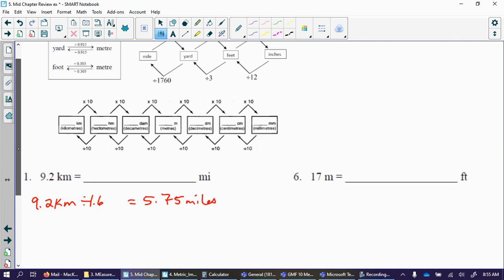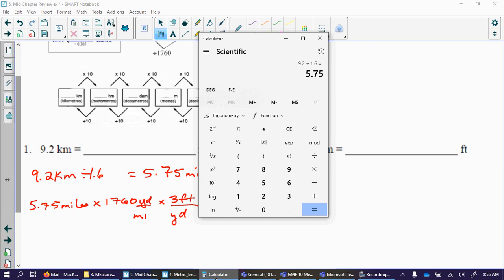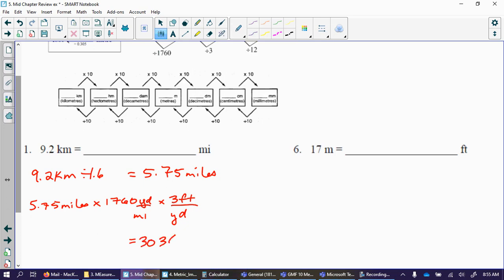But hey, for fun, if I change that to feet, we're going from miles to feet, so we're going to multiply by 1,760 yards per mile. Then we multiply that by 3 feet per yard. So 9.2 kilometers is 30,360 feet. Because why not?